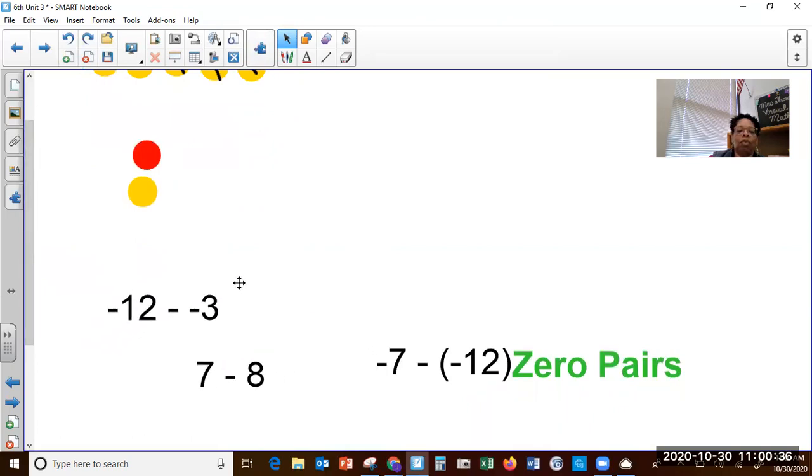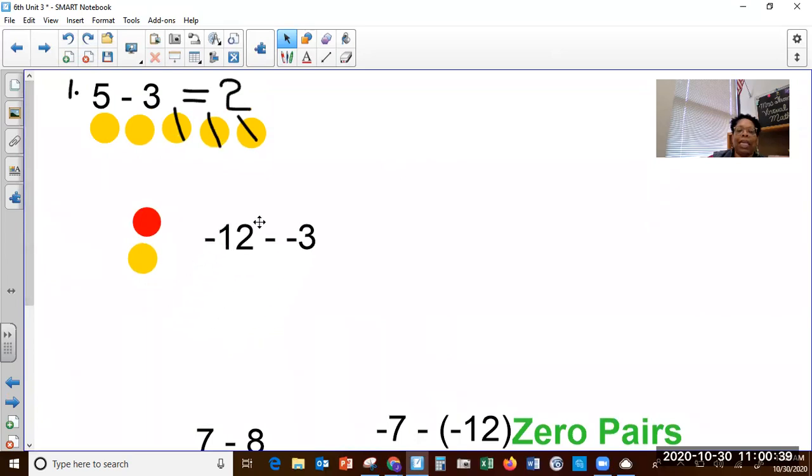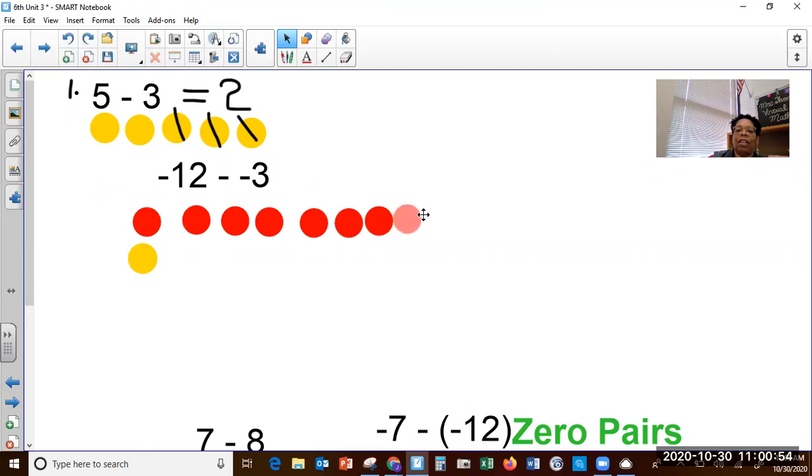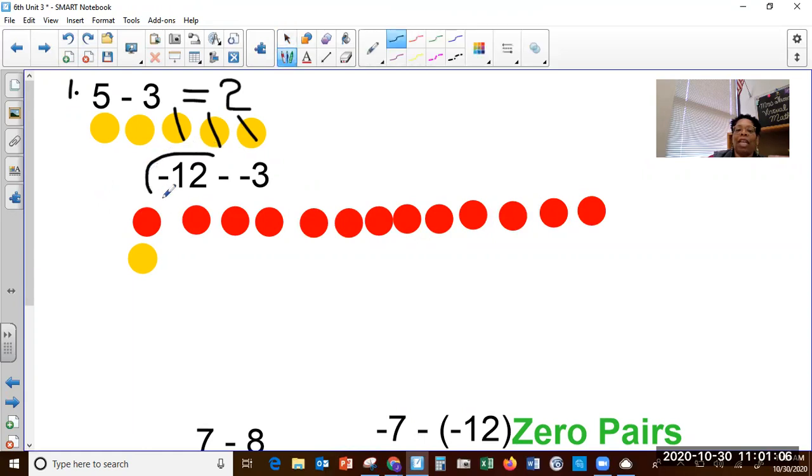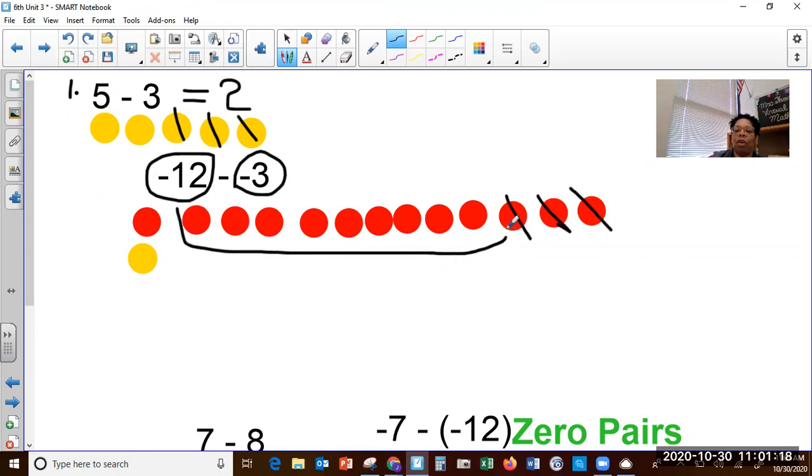Let's do negative 12 minus negative 3. And this time it's negative 12. So we're going to do 1, 2, 3, 4, 5, 6, 7, 8, 9, 10, 11, 12. So it tells me I have negative 12, and now I'm going to subtract from it negative 3. So I'm taking away 1, 2, 3. So what am I left with? I'm left with all of these.